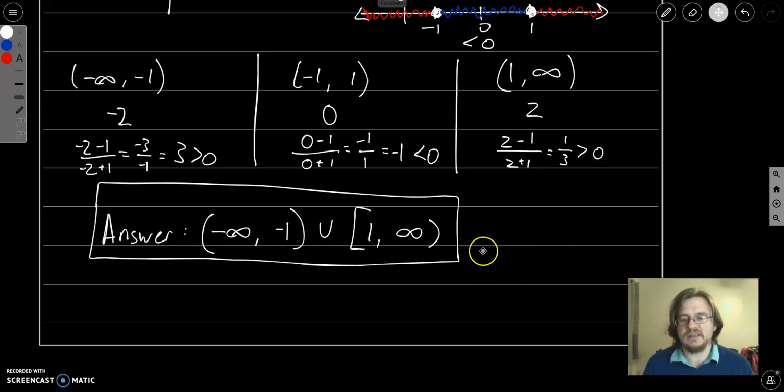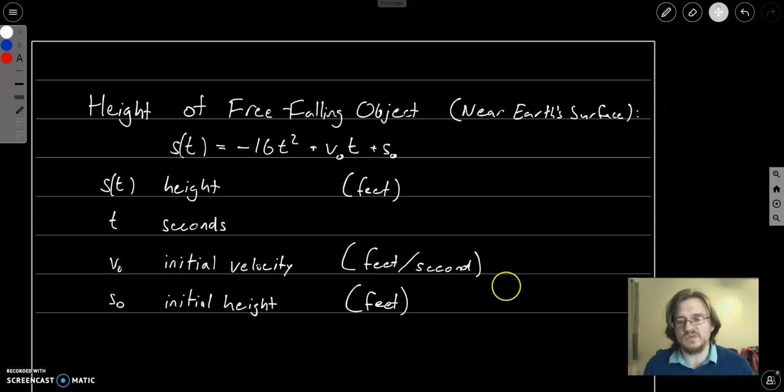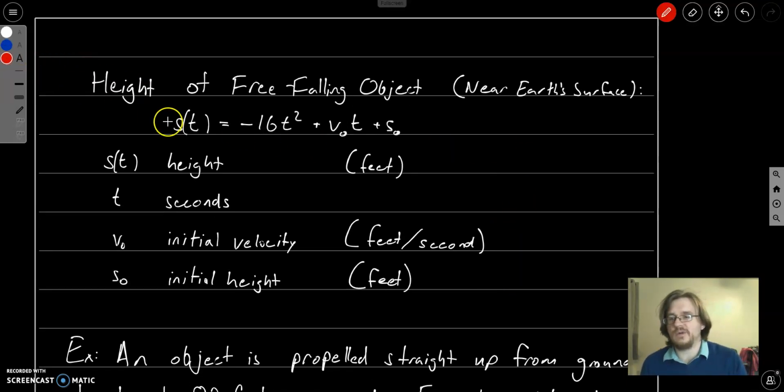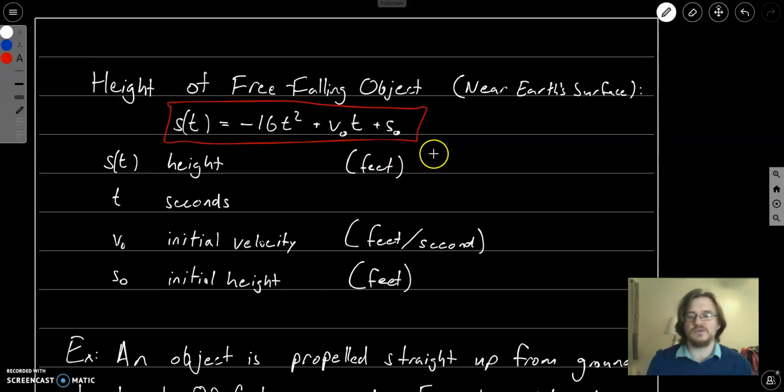This is all quite nice. So I want to finish with an application. So this formula here is fairly simple to remember, and this is the height of an object that is what would be called in free fall, meaning that nothing is affecting it other than gravity.